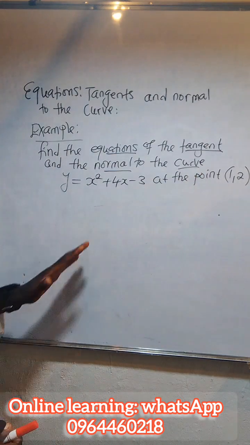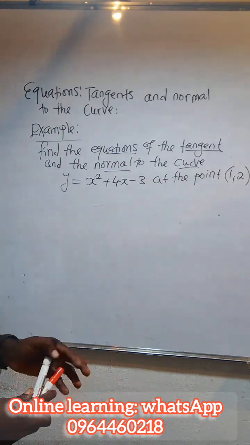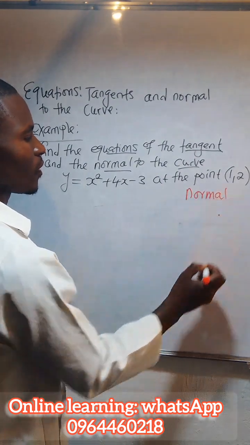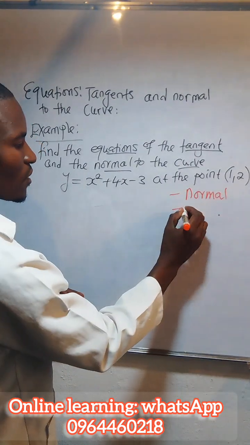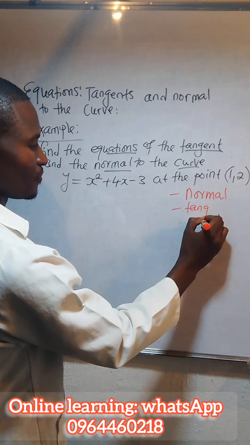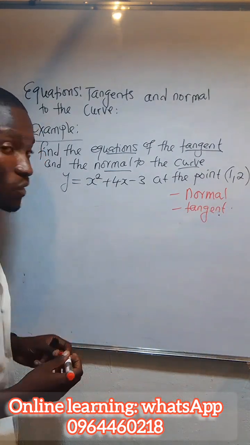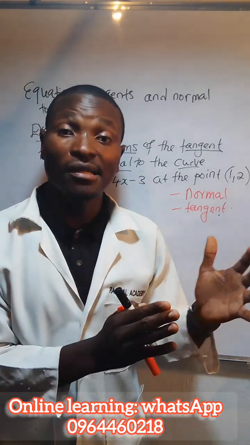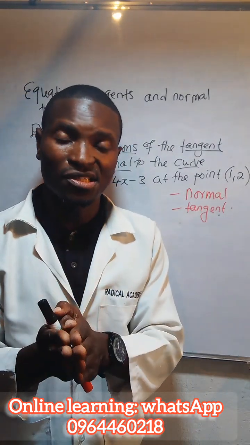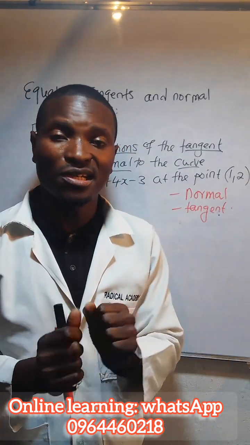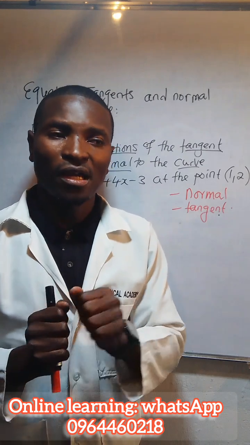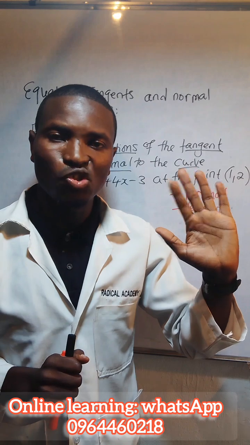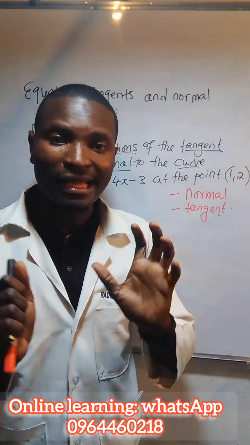By this we begin to understand what is the normal. So the normal as well as the tangent are the two key concepts that we must be able to understand. The normal is simply a line that we can draw to the curve at any given point. In this case, we have the point (1, 2).